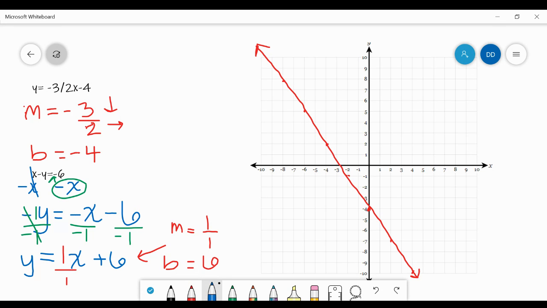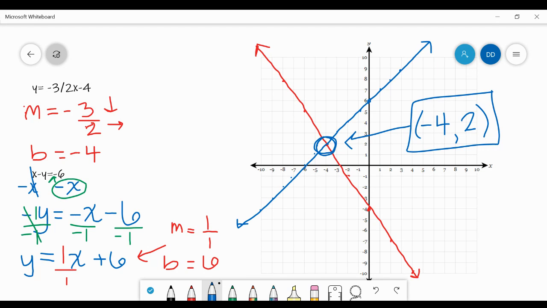I'm going to graph that now. We're going to start where y is 6. And we're going to go up 1 over 1. I'm going to do that for as long as I can. Okay. Connect with a straight line. And there's our point of intersection. So that point, remember, x always comes before y. So that point is -4, 2.